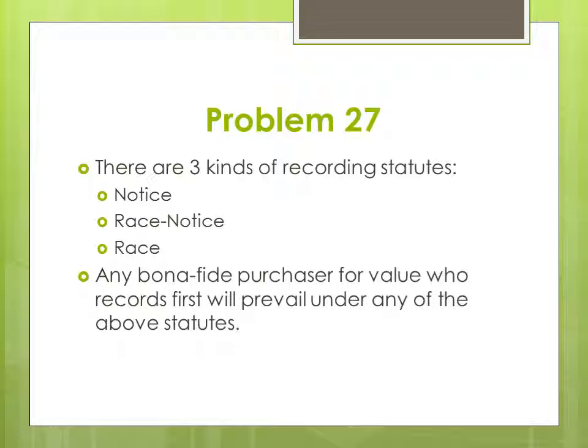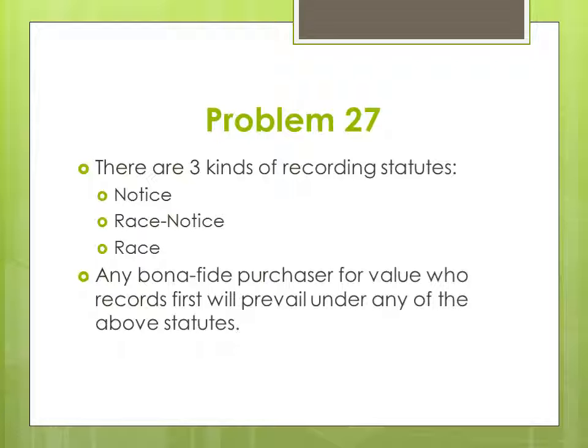On July 10th, Knoll and Baxter duly executed their respective deeds. If Knoll and Baxter are bona fide purchasers for value, which of the following statements is true? So there are 3 kinds of recording statutes: a notice statute, a race notice statute, or a race statute. In the notice statute, an unrecorded deed is ineffective against a subsequent bona fide purchaser for value and without notice.